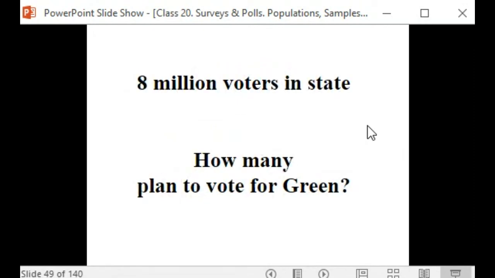Let's just say 8 million fictional voters in the fictional state of East Virginia. And the question that any political poll wants to answer is this: how many of these voters plan to vote for Christina Green? The 8 million voters of East Virginia are called the population of interest because this is the population that all these political polls want to know about.